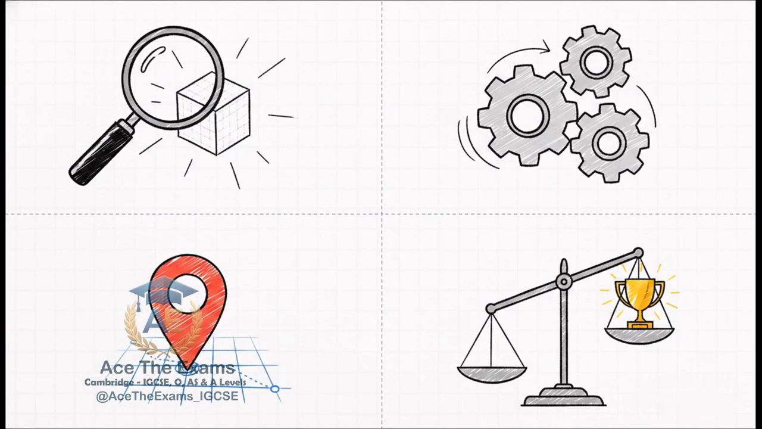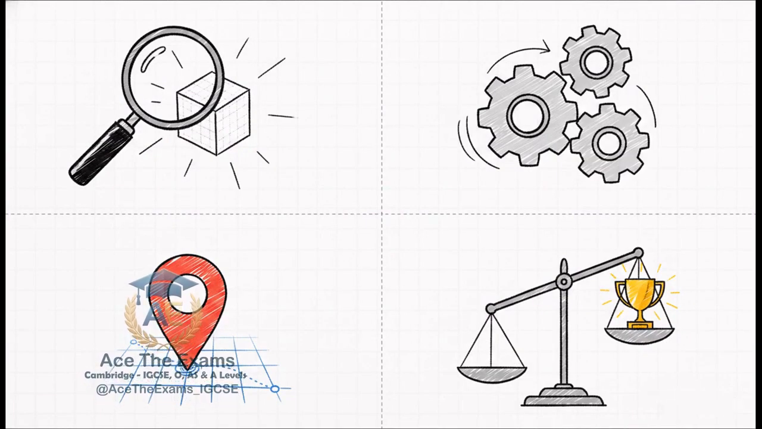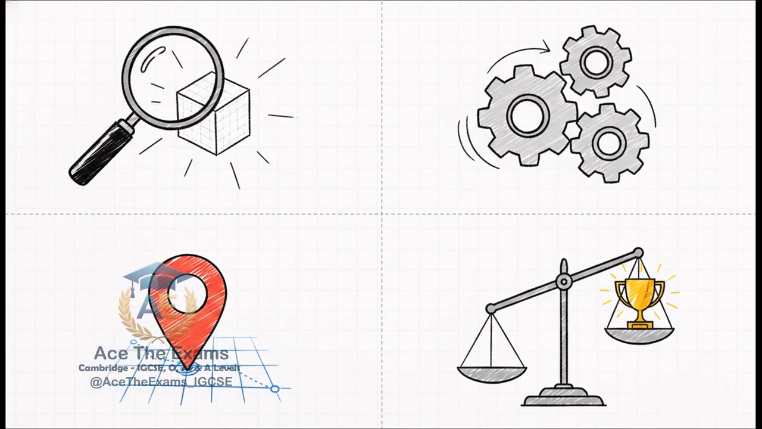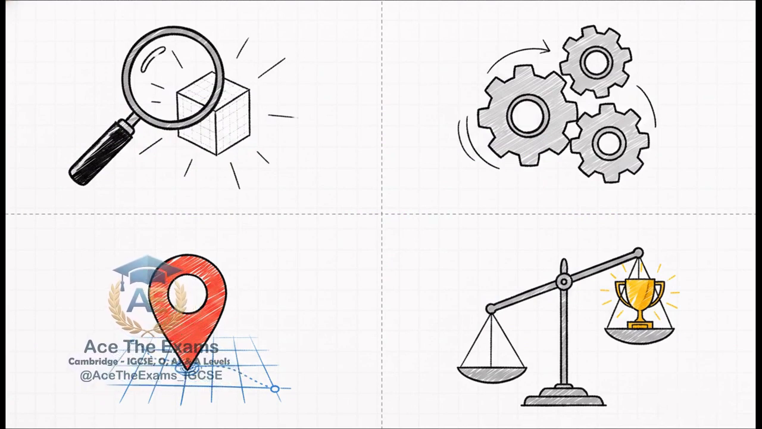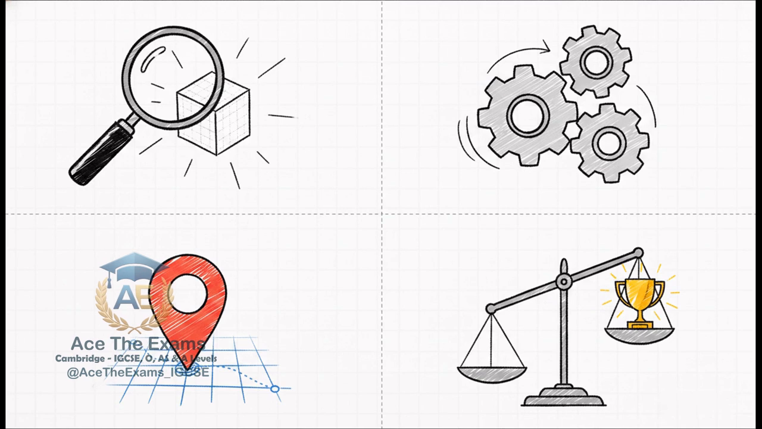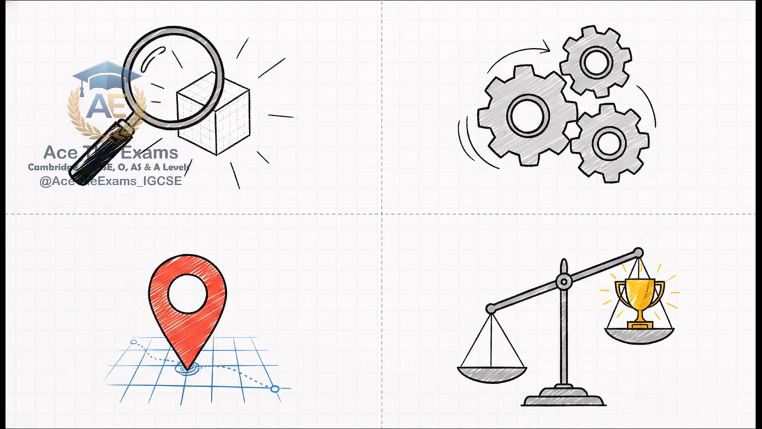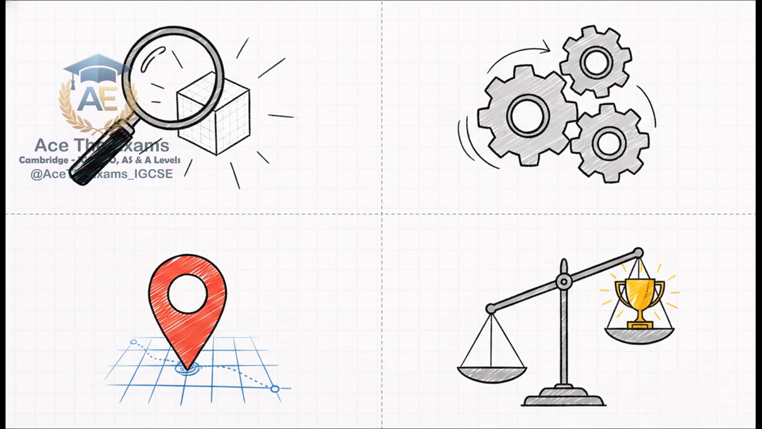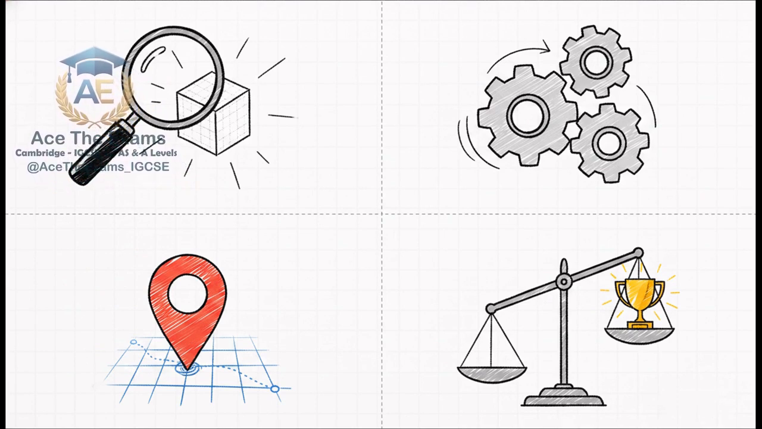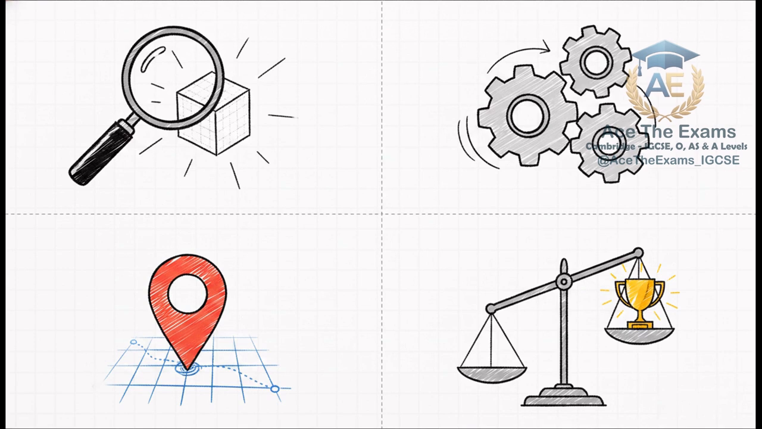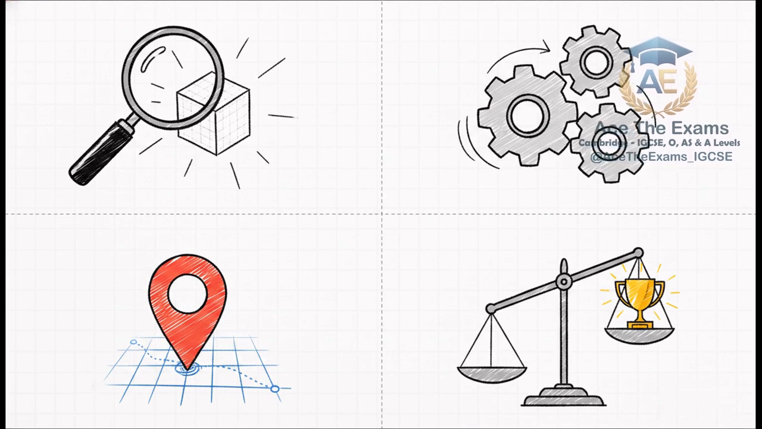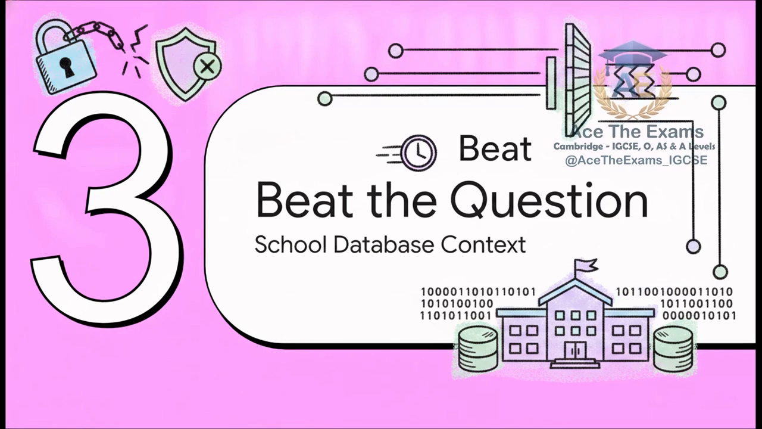Now, to guarantee your concept is actually ready for examination use, you must run it through these 4 memory prompts. What is it? How does it work? Where is it used? And why is it better or worse than an alternative in that specific situation? If you can answer those 4 prompts out loud right now, you are ready. If not, you have to go back and rebuild the topic from a key contrast and a worked example. Section 3, beat the question.